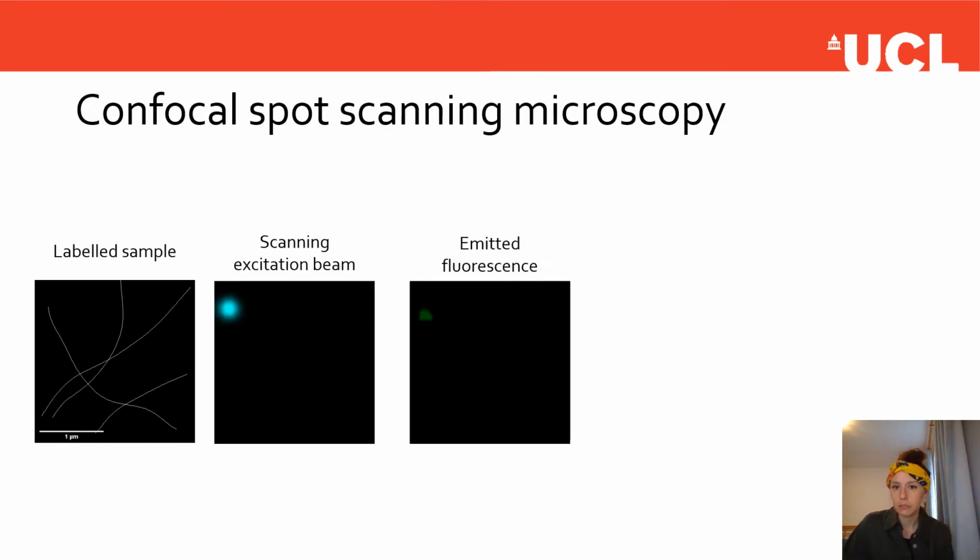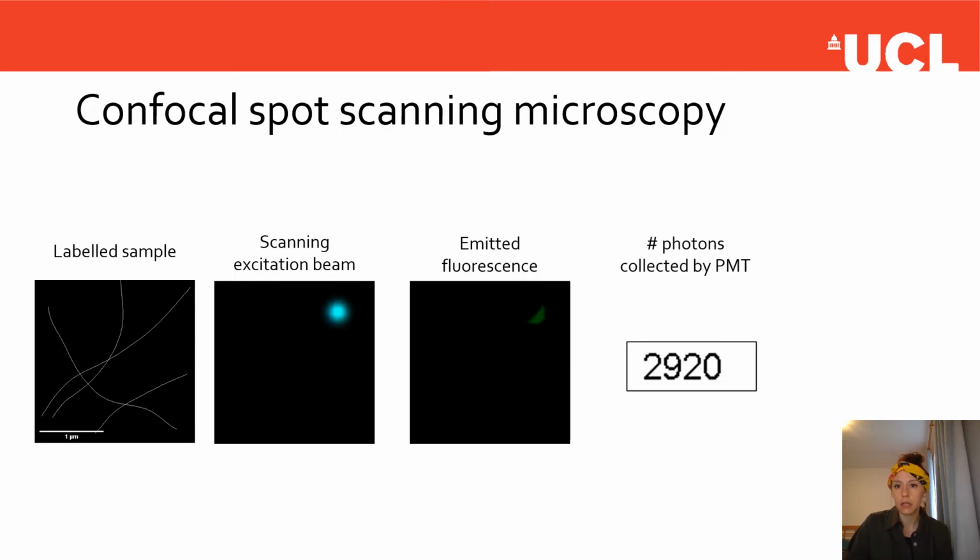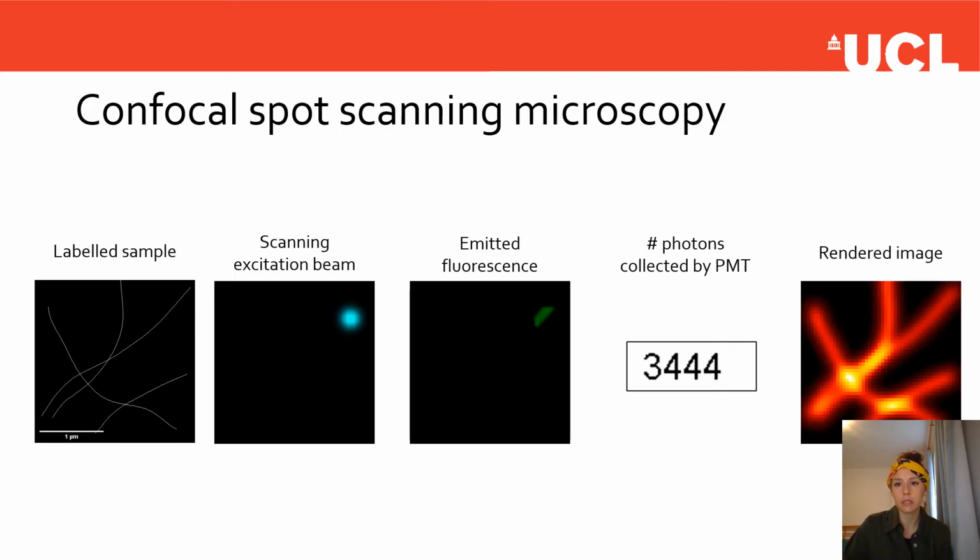What happens to this emitted fluorescence? Well, we don't get this structure, we just get the total number of photons that came from that beam position, which go into our PMT. So low number, high number, etc. And this number gets assigned to each beam position, i.e. each pixel, in your final rendered image. Great. Hopefully that wasn't too shocking and that was nice and familiar.